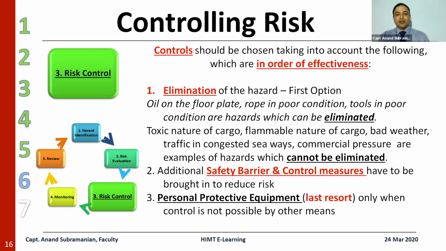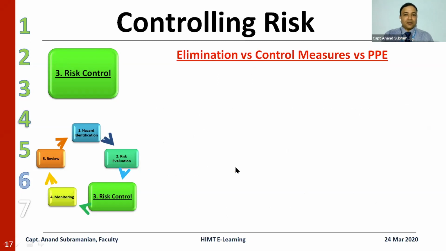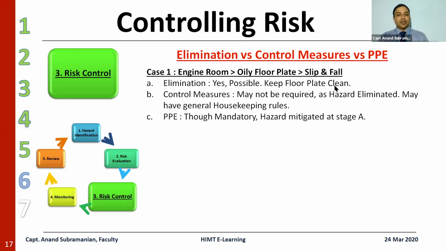So we will look at a couple of examples in the same scenario. First thing is elimination, second is safety barrier, and last one is PPE. So we're talking about elimination versus control measures versus PPE. Let's look at some examples now.